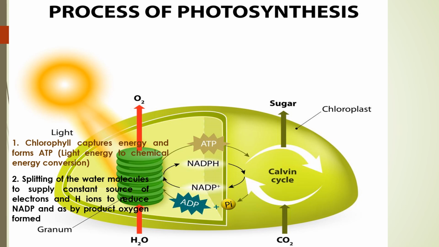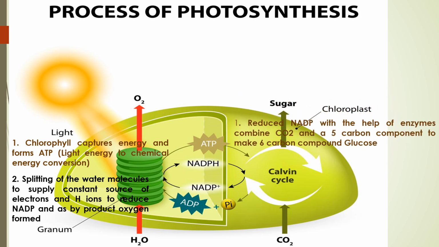And the H plus ion will reduce the NADP, and as a byproduct from the hydroxyl, because when water is broken, cleaved into H plus and OH minus, H plus will reduce NADP, okay, and OH minus will release the oxygen, so oxygen is formed as a byproduct.